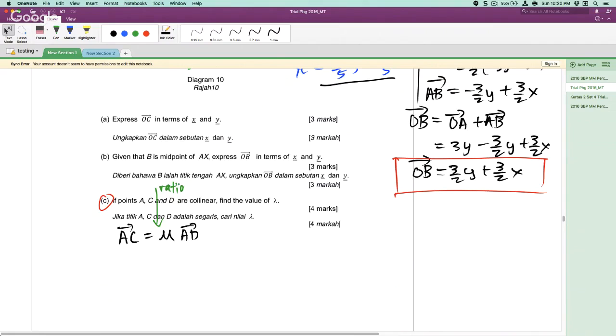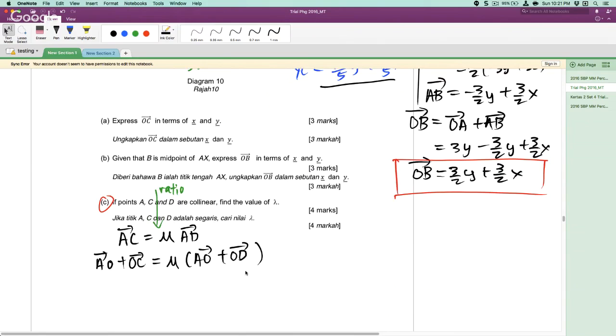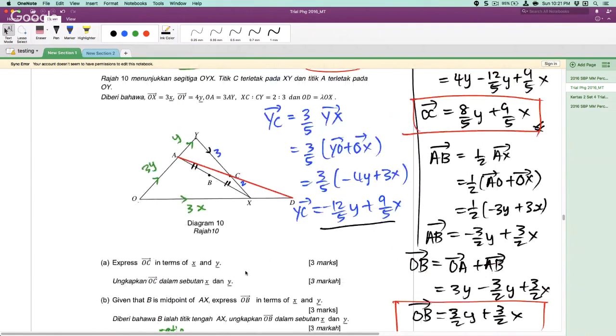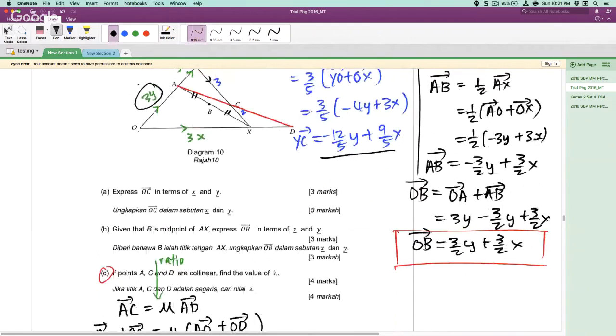Basically, what I'm trying to say is the mu over here is just the ratio. So what you should do is some substitution. AC, I know, basically equals AO plus OC. The mu is just a constant value, you don't care so much about it. And AD basically equals AO plus OD. So you should know that we have OA, which equals 3y.